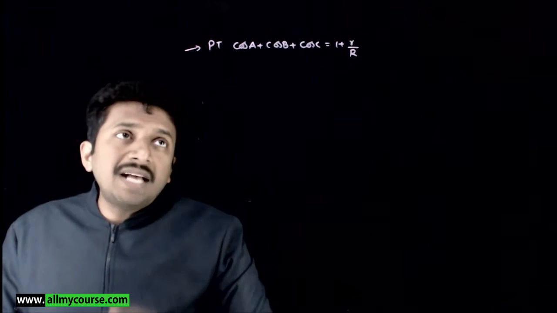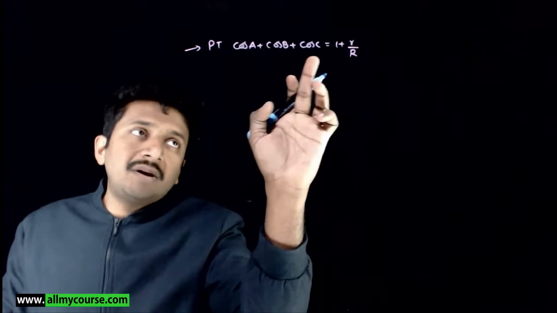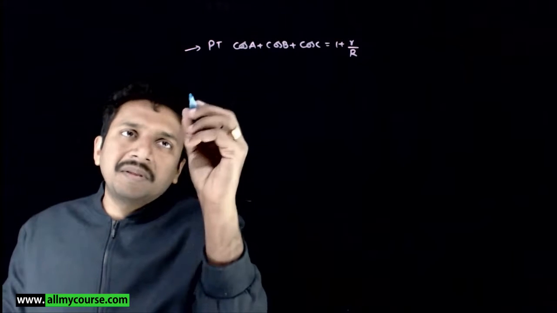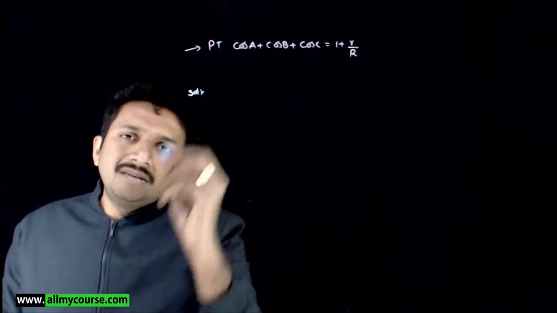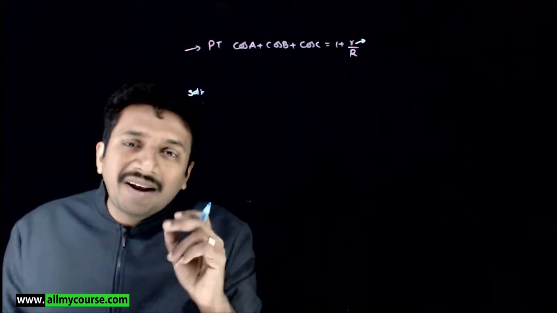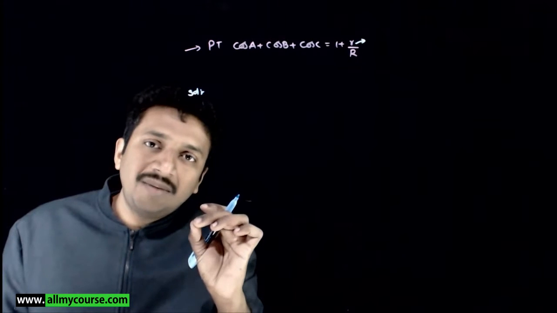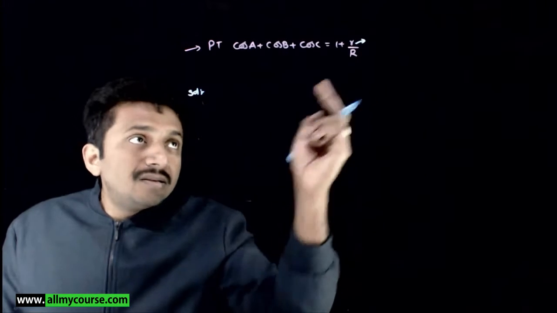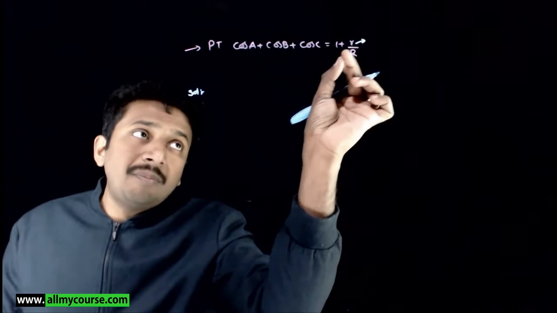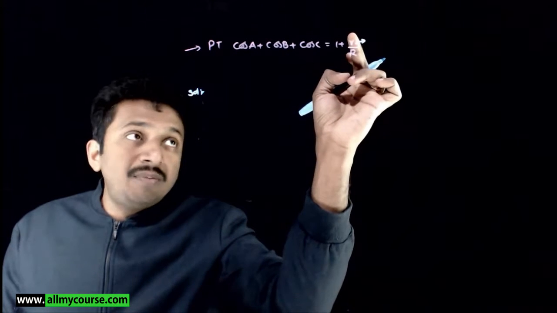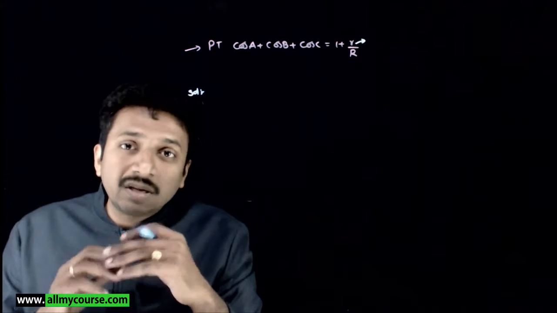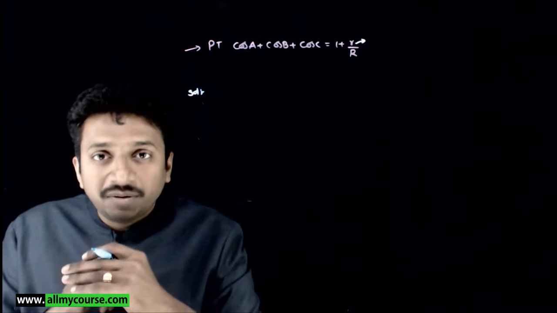So in this question, you're asked to prove that cos A plus cos B plus cos C is equal to 1 plus small r by capital R. So first remember the formula for small r. You have small r as 4R sin A by 2 sin B by 2 sin C by 2, right? So in the RHS, you have 1 plus 4R sin A by 2 sin B by 2 sin C by 2 by R, and R gets cancelled. So effectively it is 1 plus 4 sin A by 2 sin B by 2 sin C by 2.